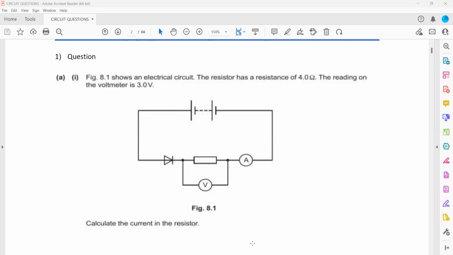So for electricity, the most important thing is memorizing the formula. Without the formula, you cannot solve a question. So the resistor has a resistance, so we have the resistance and the voltage is 3. How can we relate voltage, resistance and current? What's a formula which relates voltage, resistance and current? Anyone remembers?